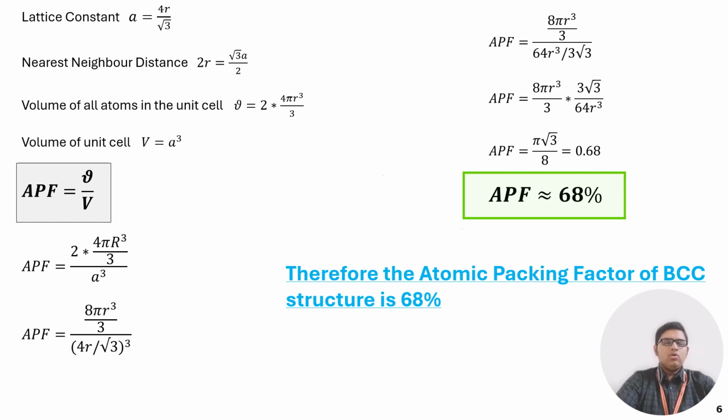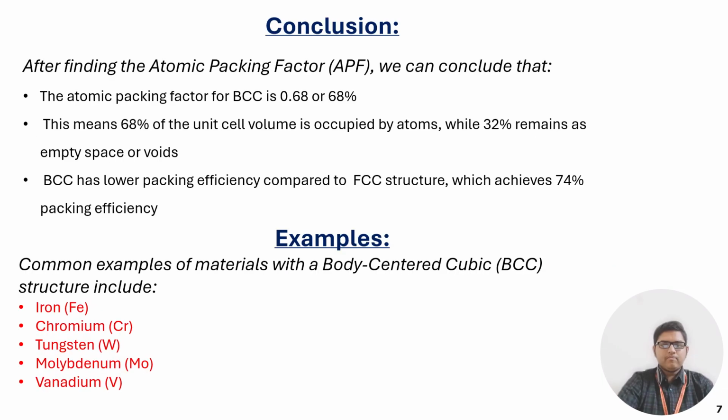APF equals 2 × 4/3 πr³ divided by a³. Now APF equals (8/3 πr³) divided by (4r/√3)³, where 4r/√3 is the lattice constant. Now APF equals (8/3 πr³) divided by (64r³/(3√3)). By solving the equation, we get APF = π√3/8, which is 0.68. So APF equals 68%. Therefore the atomic packing factor of a BCC structure is 68%.